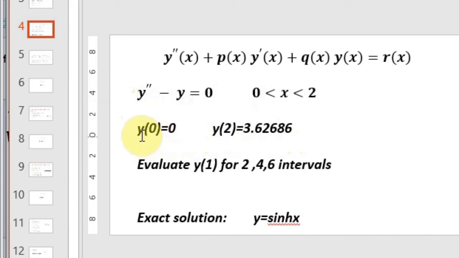At x equal to 0, the value of y is 0, and at x equal to 2, the value of y is given to us as this. And we have to evaluate the value of y at 1 for different number of intervals. And the exact solution of this differential equation is known and it is given by this. So the general equation which we started with was this, and if we compare the given differential equation which we have to solve with this general differential equation, we can see what will be the p(x), q(x) and r(x) for this particular case.